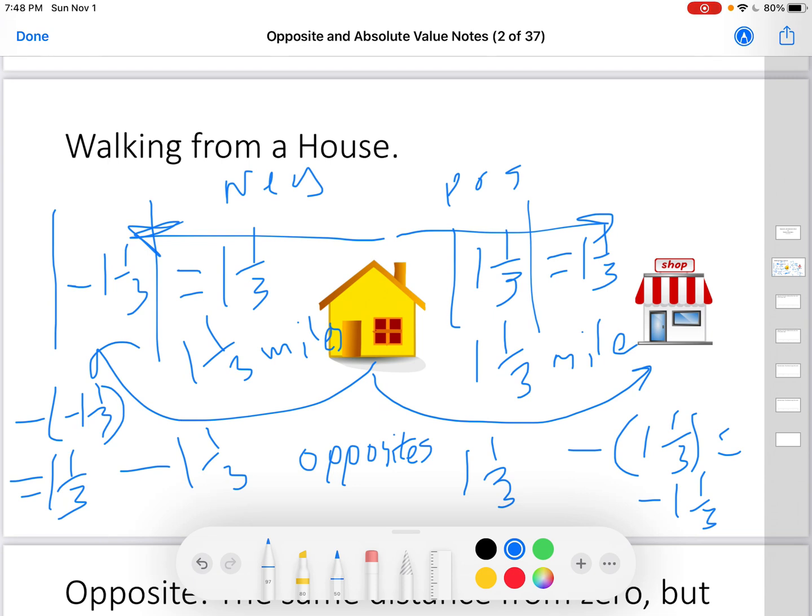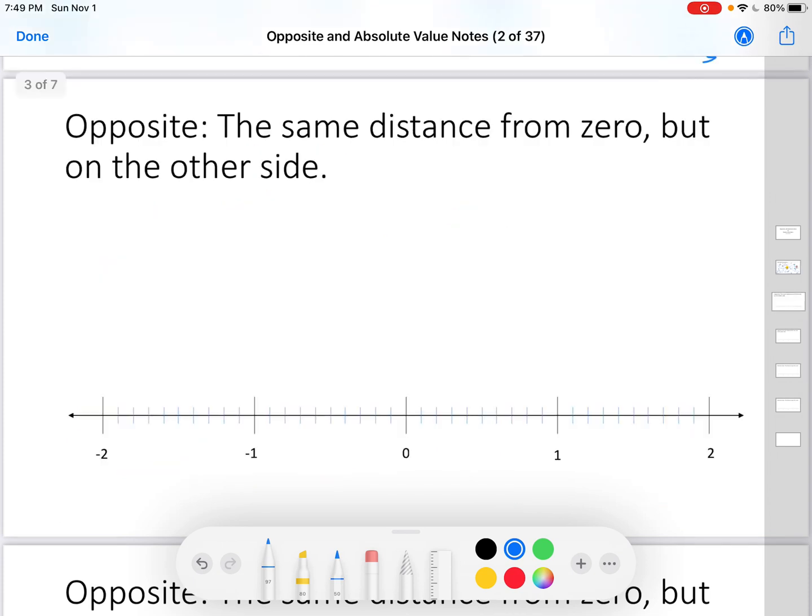Notice the absolute value of negative 1 1/3 is positive 1 1/3. The absolute value of positive 1 1/3 is also positive 1 1/3. Absolute value is always positive because it doesn't care what direction. Opposite switches from negative to positive or from positive to negative. Opposite, the same distance from 0 but the other side.